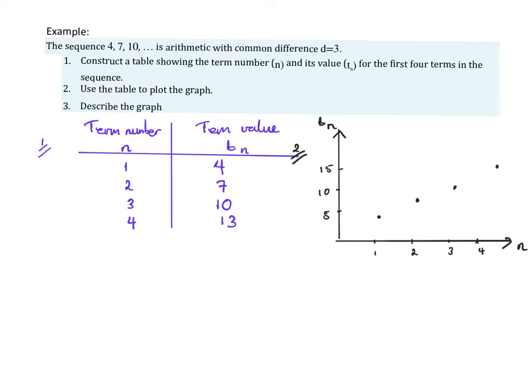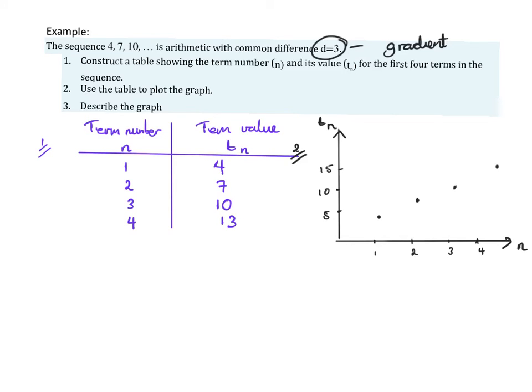Can you see that we have produced a straight line? And the gradient of that straight line is your common difference. So that common difference produces the gradient of your straight line.